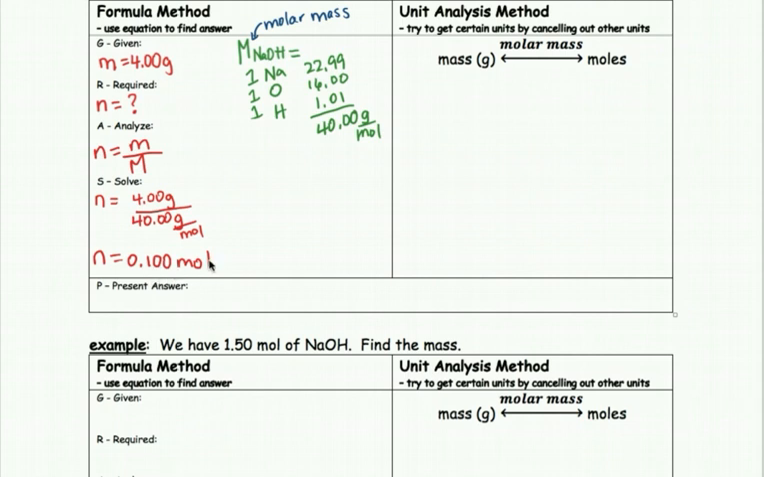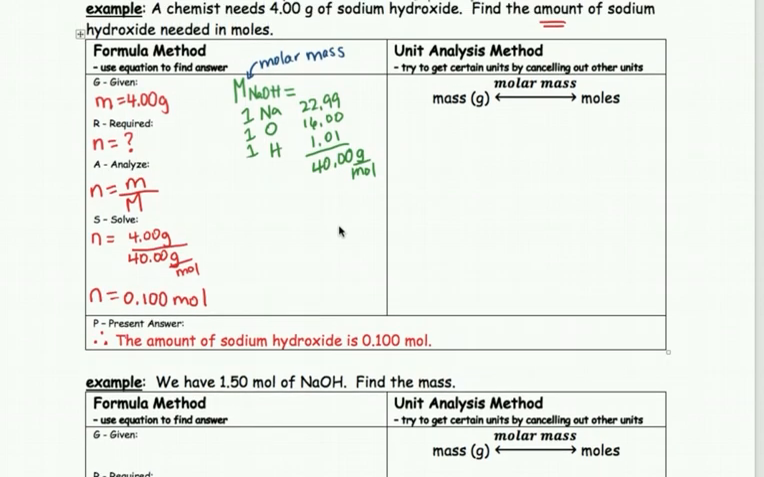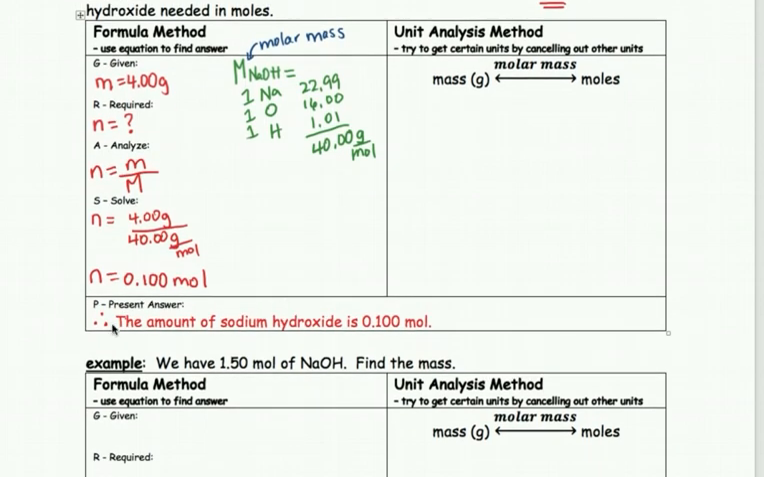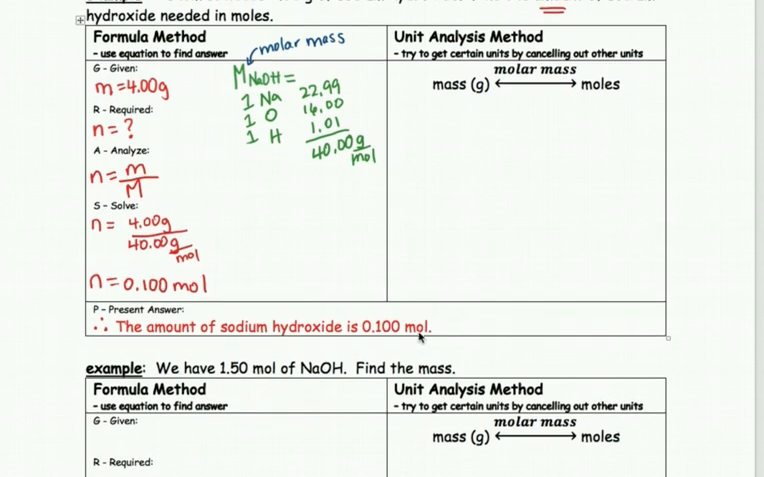This is the amount. Okay, so we're going to write that in our final statement here. Present your answer. Use your key terms. So the therefore statement: therefore the amount of sodium hydroxide is 0.100 moles. Write your units, write all your digits, write the key term, amount.